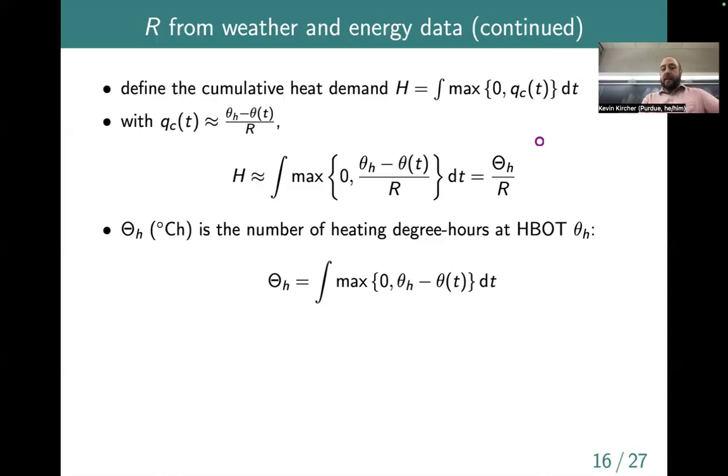Okay. So we just take this expression, plug it in for QC here. That's all we've done in this integral term. And then we make a definition, which is that this thing I've denoted with a capital Greek theta H, is an integral of a temperature. So it has units of temperature times time. So this is the number of what are called heating degree hours, or change units, heating degree days at this heating balance outdoor temperature, little theta H. So that thing is just the integral of theta H minus the outdoor temperature. Take the max of all of that, integrate it with respect to time.